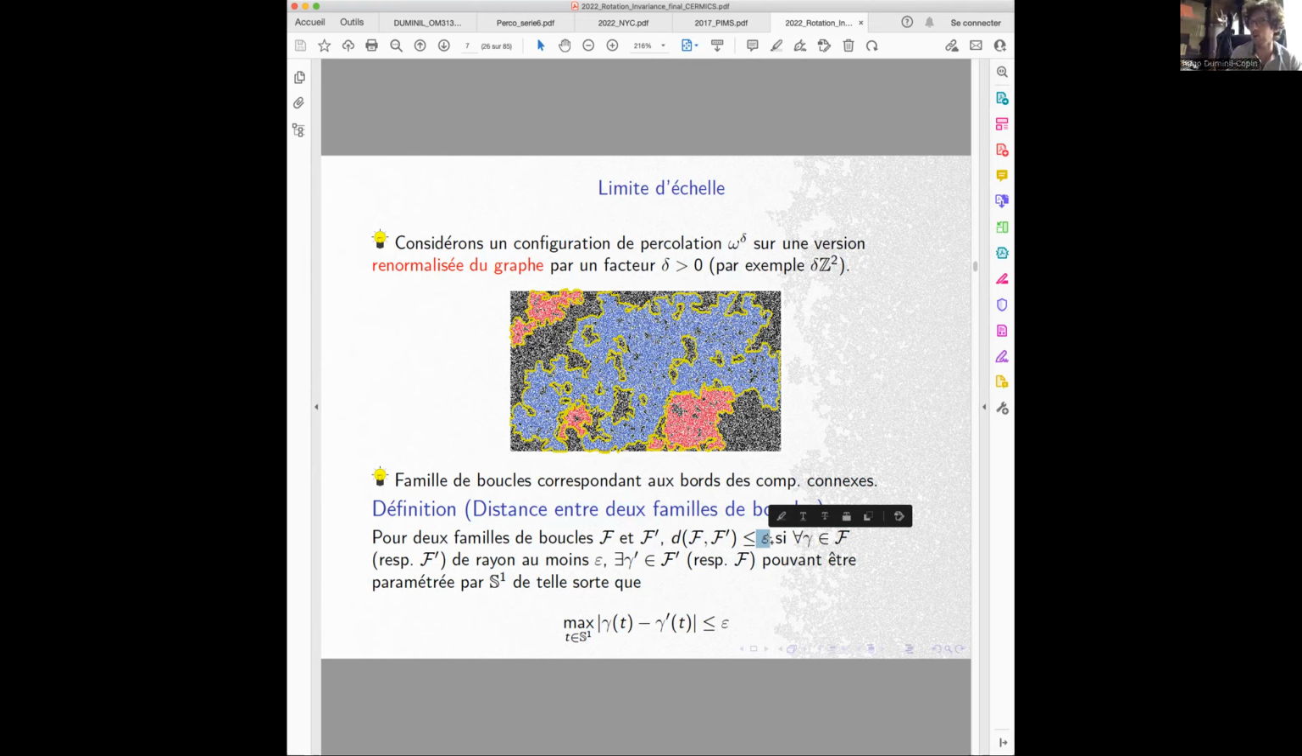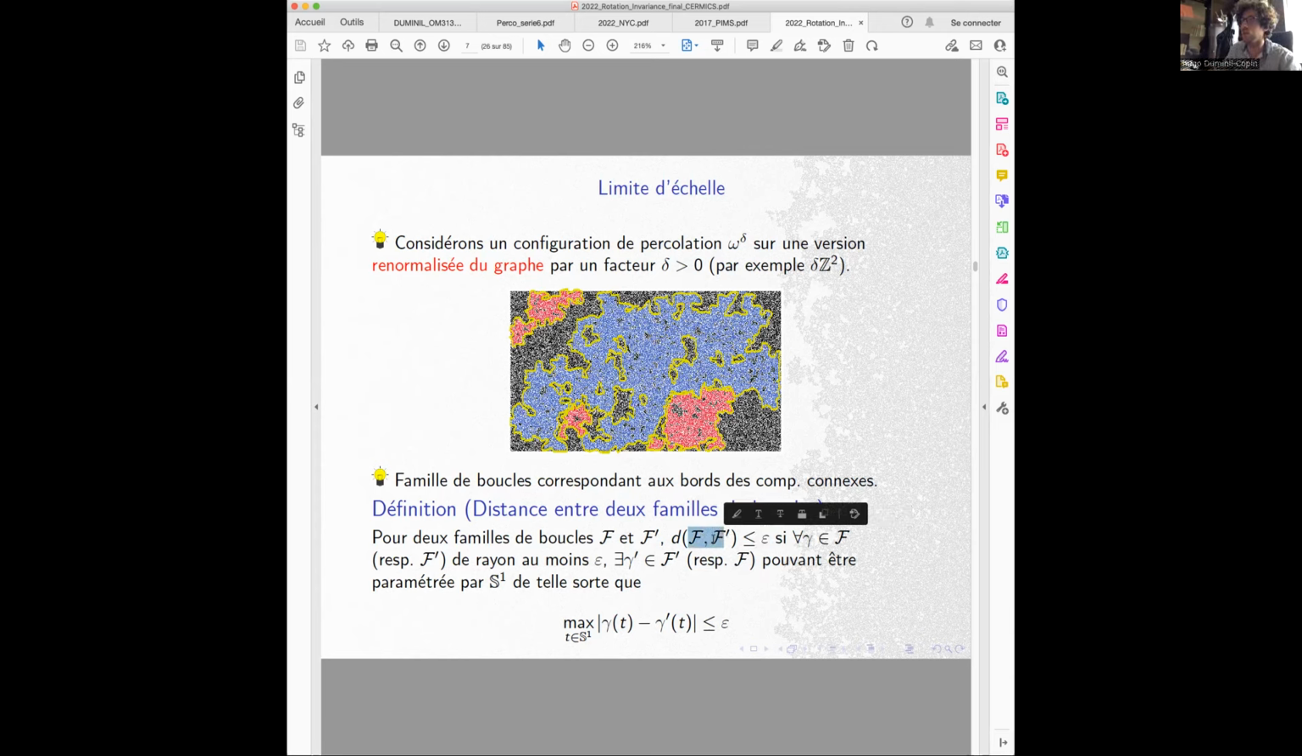But what I mean by close is that maybe you can parameterize the two loops in such a way that the functions you end up parameterizing remain at distance epsilon of each other. It's not a brilliant definition of a distance. If I were to put you in a room and forbid you to exit before you came up with a distance, you would quickly reach this distance as a natural distance between two loops. So there is a distance between two loops.